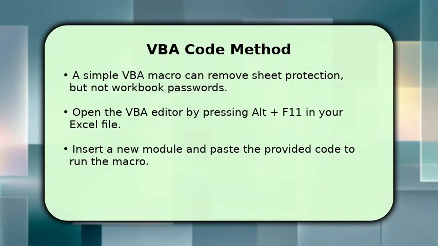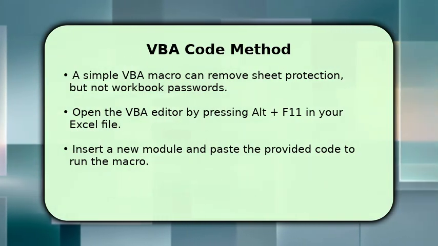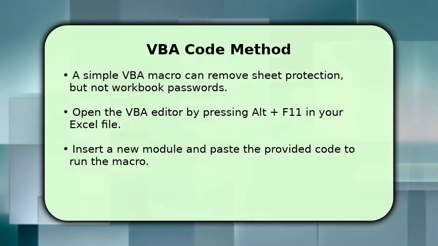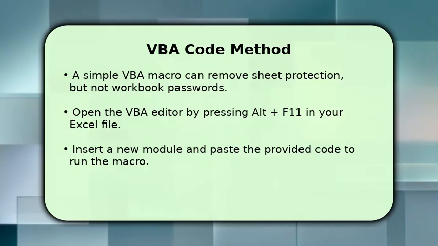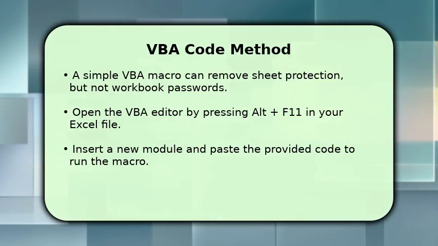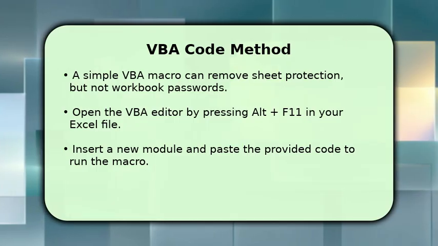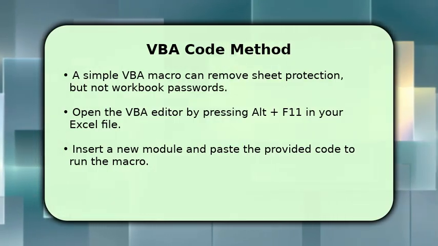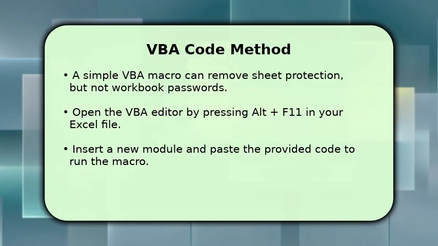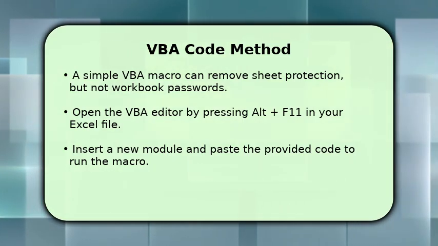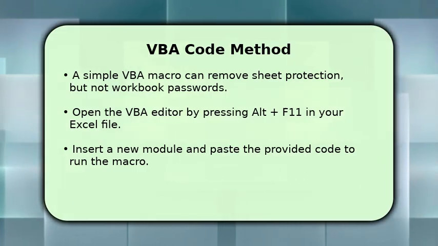For sheet protection, a quick VBA code snippet can often do the trick. This method is effective for removing passwords from individual worksheets, allowing you to edit their content. Simply open the VBA editor, insert a new module, and paste the specific code. Running this macro will instantly unprotect your sheet. Remember, this technique works for sheet protection, not for opening an entire password-protected workbook.